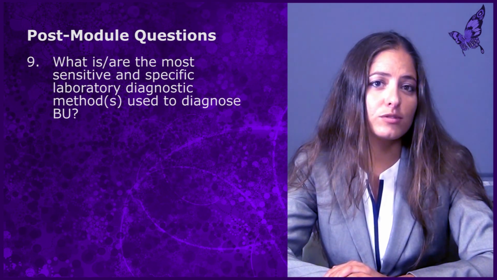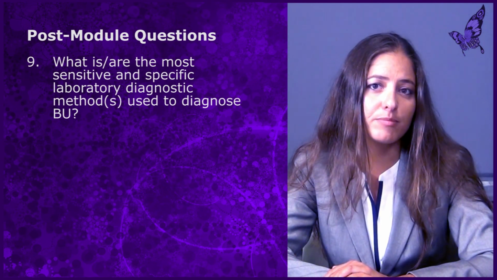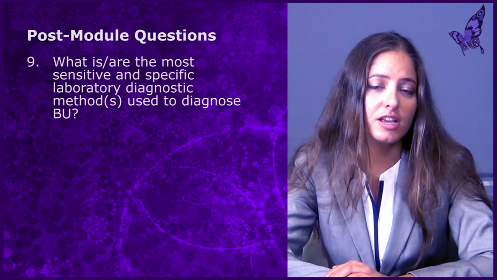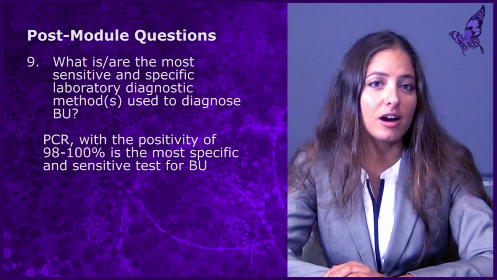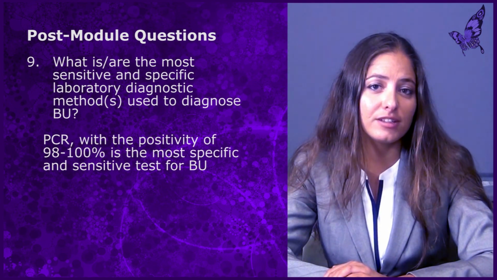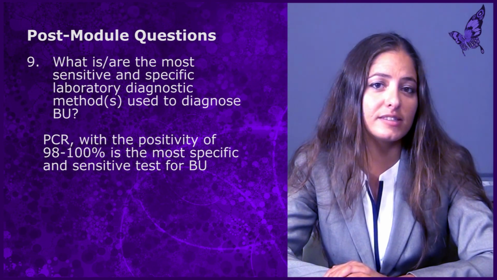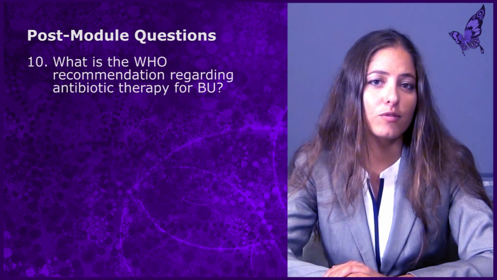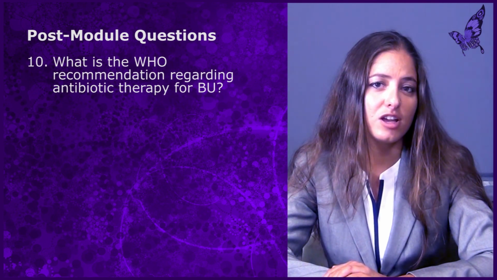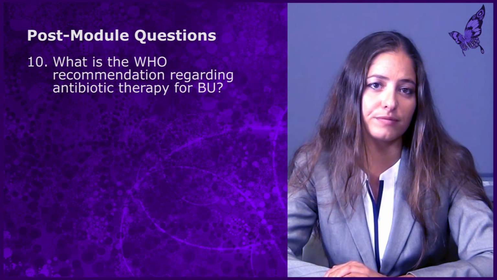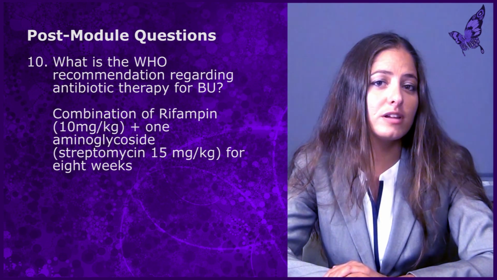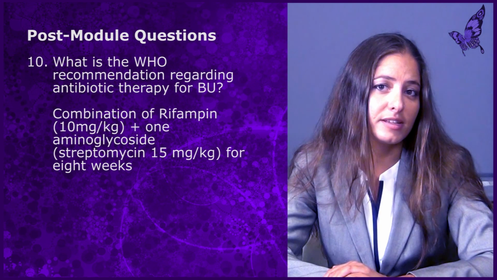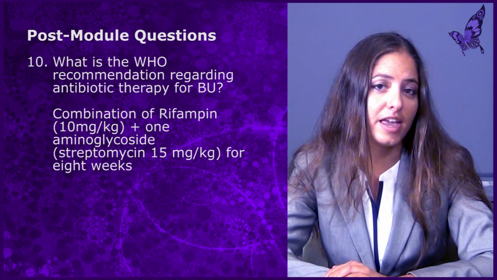Question 9. What is or are the most sensitive and specific laboratory diagnostic method or methods used to diagnose Buruli ulcer? The answer: PCR with positivity of 98 to 100% is the most specific and sensitive test for Buruli ulcer. And now the final question, question 10. What is the WHO recommendation regarding antibiotic therapy for Buruli ulcer? The answer is a combination of rifampin at 10 mg per kg plus 1 aminoglycoside, such as streptomycin at 15 mg per kg, for a total of 8 weeks.